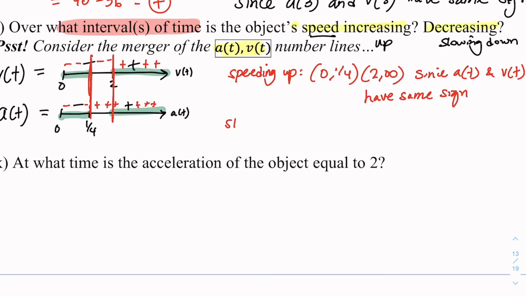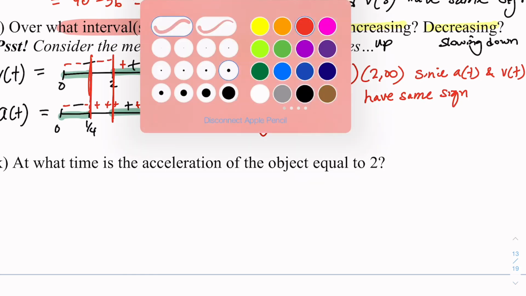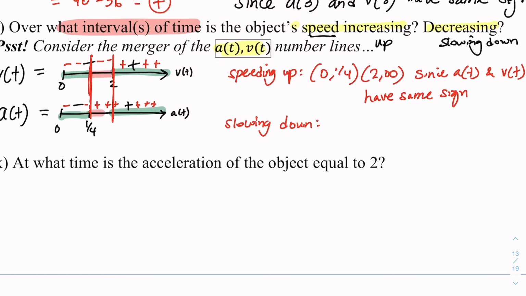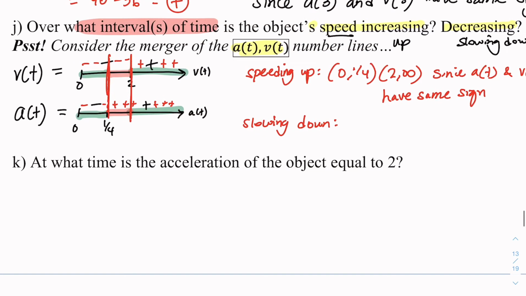Now let's do slowing down. So where are we slowing down? Between 1/4 and 2, which way is the object moving? V of t is negative, so the object is moving to the left. But the force is pushing it to the right. We have opposing forces here, therefore our object is slowing down.